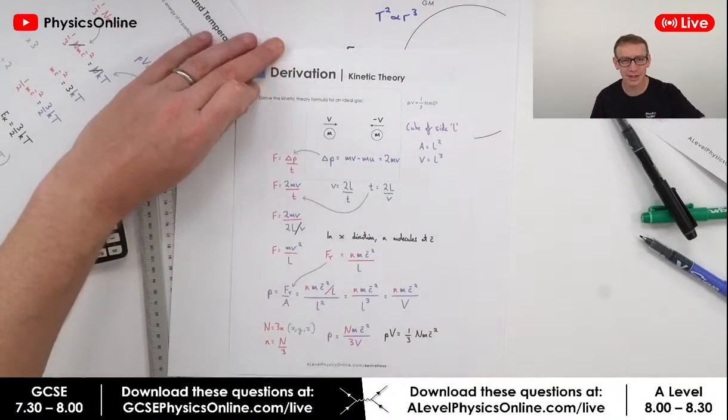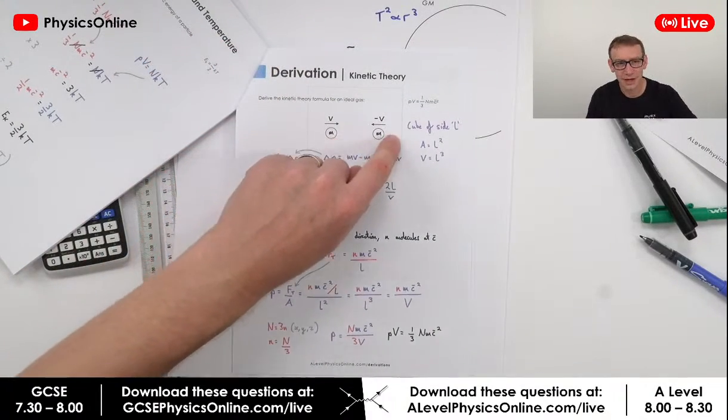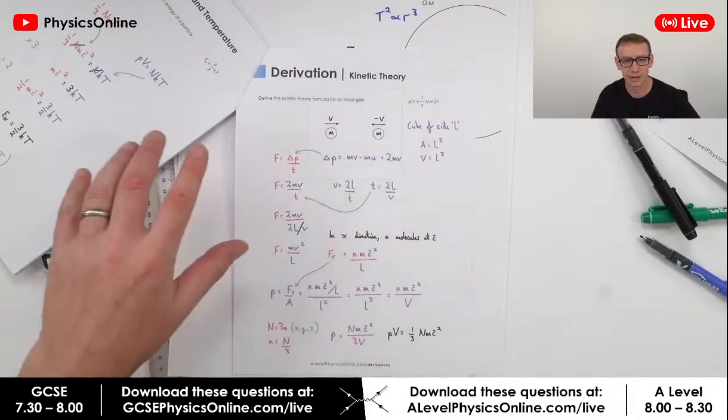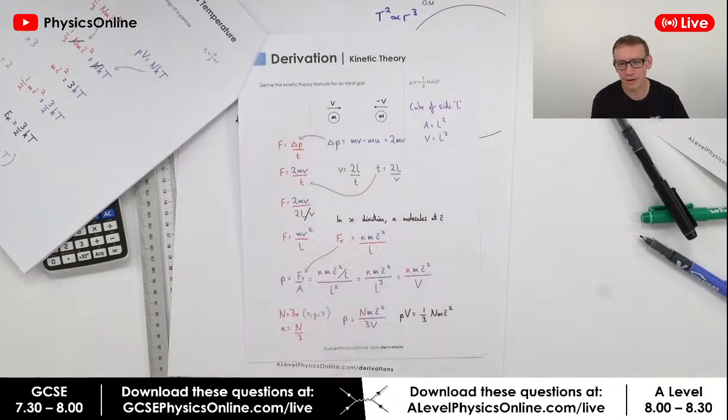So if you're not sure about kinetic theory, about how you've got the change in momentum as a molecule collides with the side of a container in maybe a cube, that's all there for you to download.